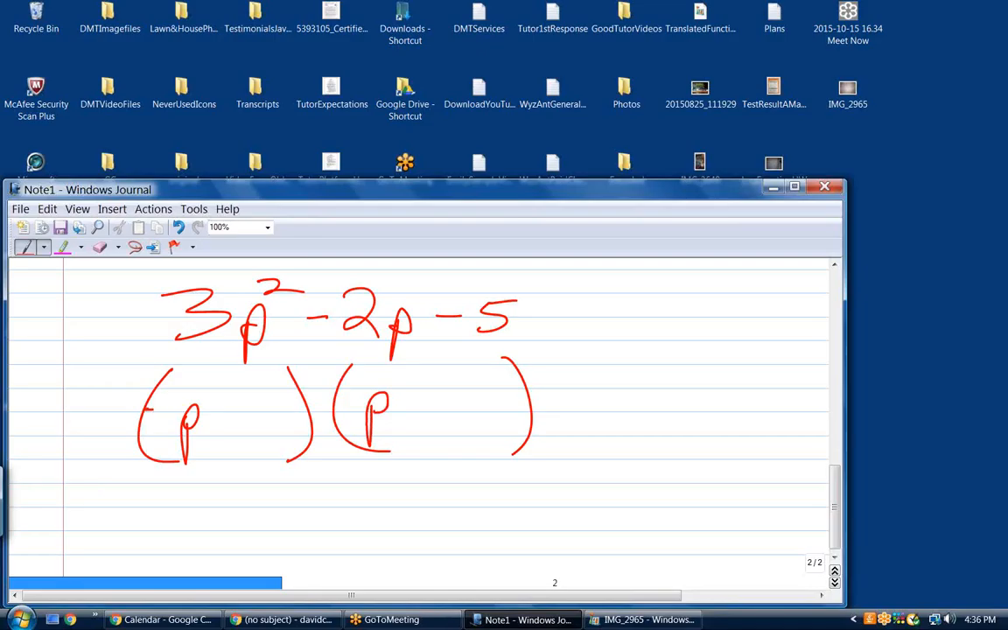So one of them needs to be 3. Now, when you multiply 3p times p, you're going to get 3p squared. And remember, this first term is always made up of that times that, nothing else. Okay? So, what's the next step? The way I taught you. What are the signs? Figure out both signs. That's the second step in factoring.